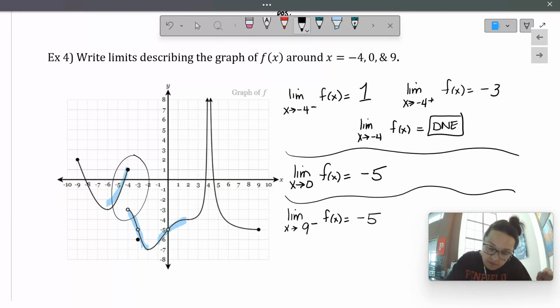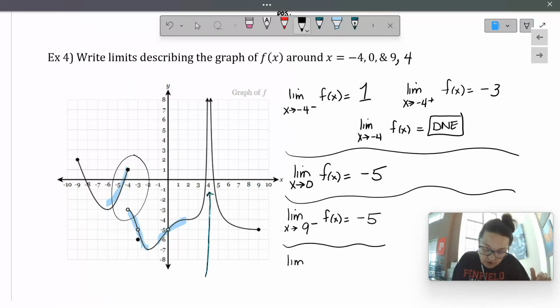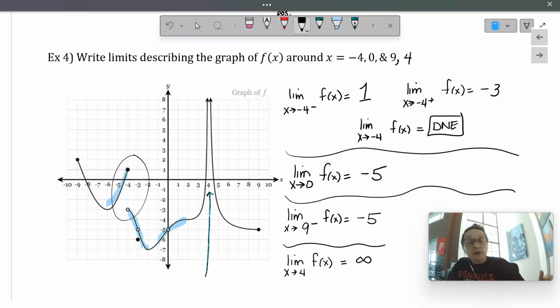And you know what? Let's add a 4 in here. I really wish I had asked for 4 also. So let's look at 4 as well. That's that guy. Well, there's clearly a vertical asymptote at x equals 4. And both sides go up. So I could say the limit as x approaches 4 goes to infinity. And there you go.